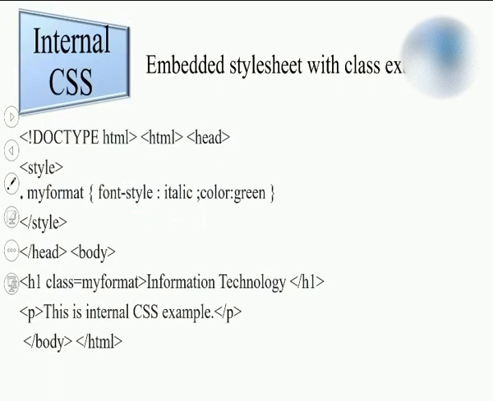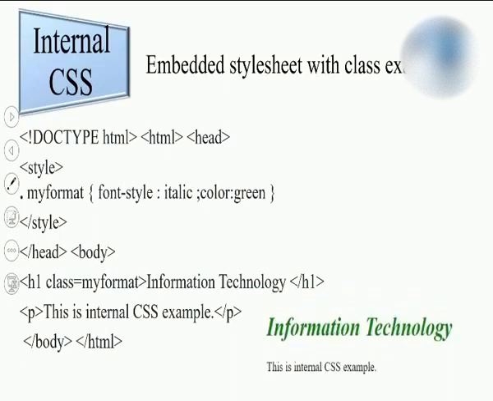Students, if I wish to have the italic and green style for the paragraph, simply instead of writing the class attribute in the H1 tag, I will mention that inside the paragraph tag. Here, as I have used the H1 tag, the output I will be getting is something like this, having the italic and green color for the word information technology.